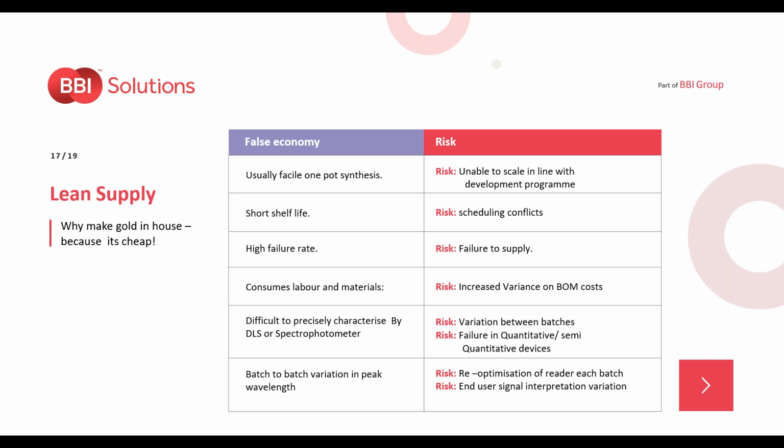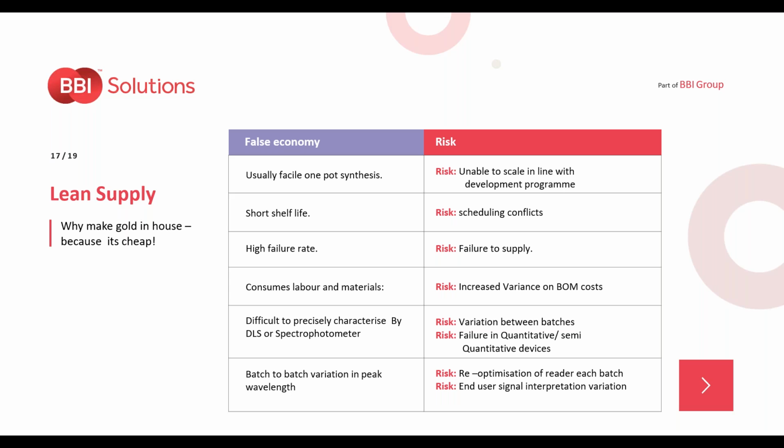Depending on how you're analysing it, you're likely to have a high failure rate on this colloid, and you'll just make it again. It's cheap, why not? Just do it again. But you could end up with a failure to supply for your conjugation and then for your lateral flow development. You're going to consume labour and materials by repeating the production. And when you get into manufacturing, when you're looking at your standard BOM costs, if you still have these failures, if you haven't addressed them, then you're going to have increased variance on your BOM costs.